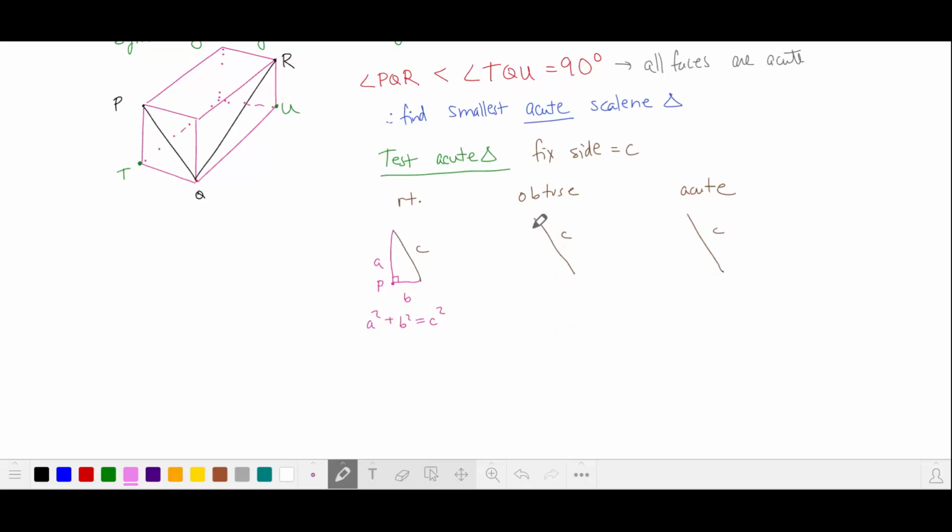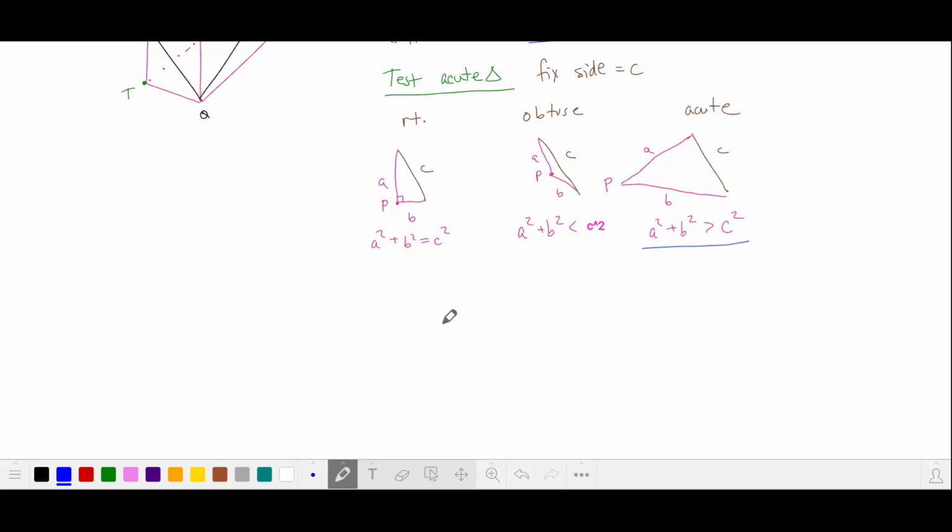To turn this into an obtuse triangle, we need to move P closer to this third side length C. In doing so, we now have that the sum of the squares of these distances is less than C squared. To create an acute triangle, we can take this point P and pull it further away from this opposite side. Now we have a squared plus b squared is greater than c squared. This is what we need for an acute triangle.